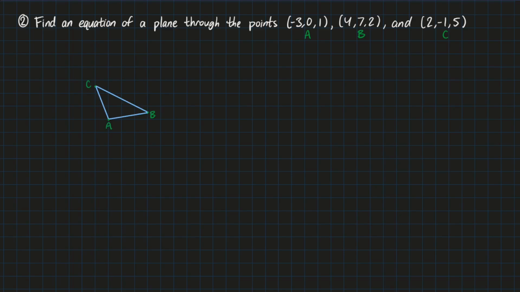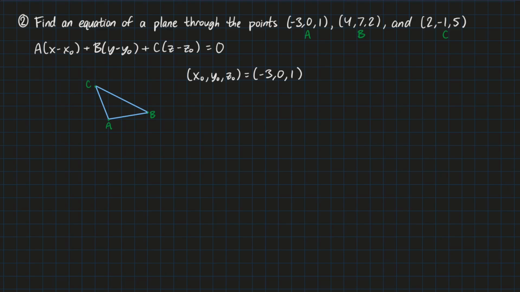Alright, I'm going to put up the equation of the plane again. a times (x minus x naught) plus b times (y minus y naught) plus c times (z minus z naught) equals 0. Remember, we are looking for a point on the plane and the normal vector to the plane. We're given 3 points that are on the plane. We can choose any one of them to be our x naught, y naught, z naught. I'm just going to choose point A.